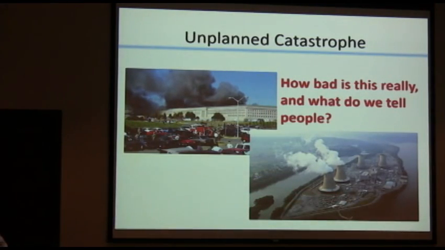And then we have unplanned catastrophes. So this could be everything from a terrorist attack to the earthquake that we had a few years ago, which was a really minor earthquake, but it still had some pretty significant impacts on traffic in the region. Then we have power plants and other things that can go wrong, cause problems, and we want to get people out of the region. So, how bad are these catastrophes, and what do we tell people?